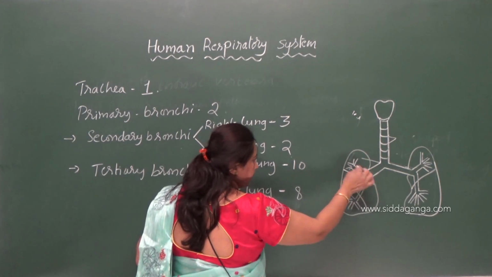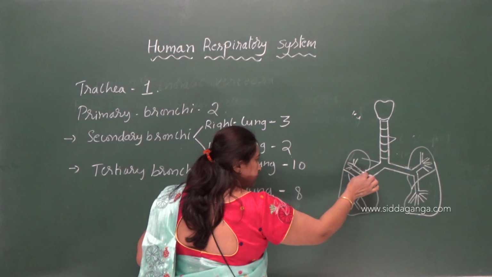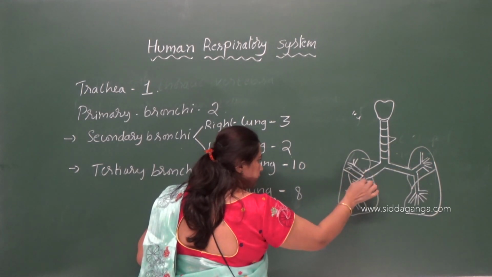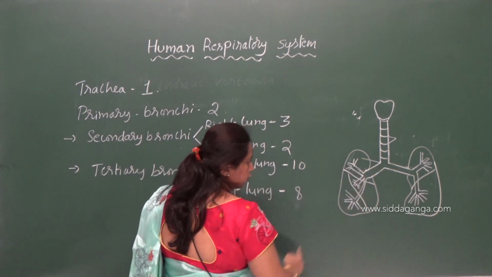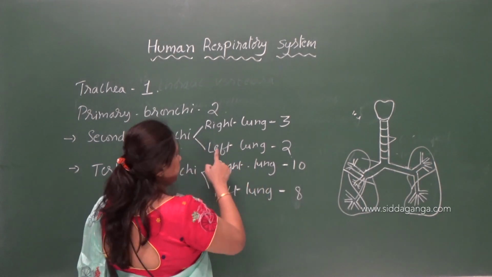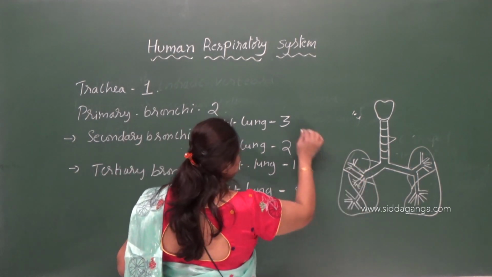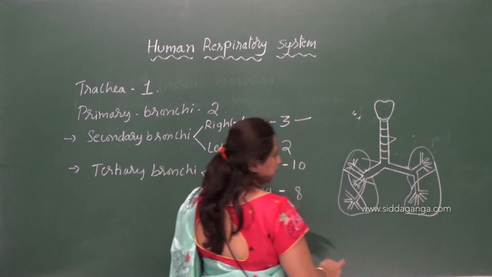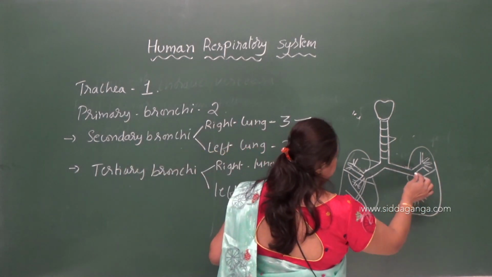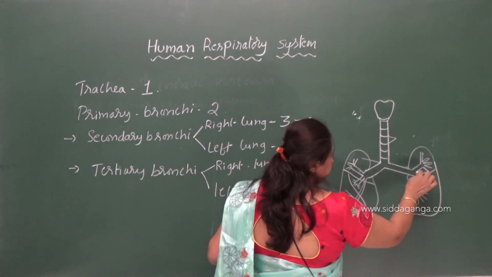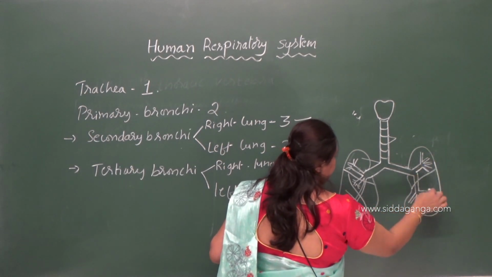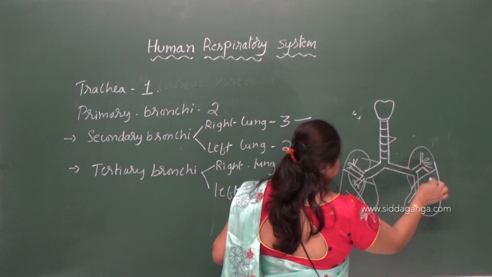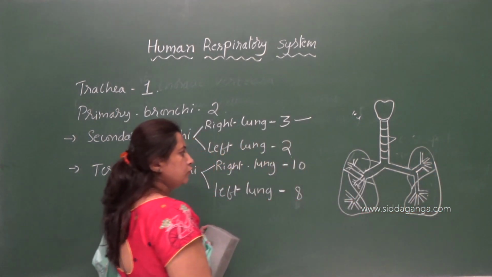So, 1 branch will go into each lobe, okay. So, 1 will go into each lobe. So, how many secondary bronchi are there in the right lung? 3, okay. Now, in the left lung there are 2 lobes, and the primary bronchus divides into secondary bronchi. Each one will go into 1 lobe. So, the number of secondary bronchi in the left lung is 2.